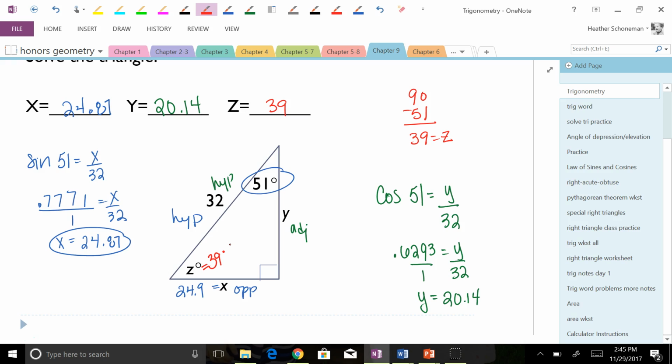Alright, now notice that I rounded to the nearest hundredth on this, and we're going to round to the nearest tenth this time. So this is going to be 0.86, which would be just 0.9. And then over here, we got 0.62. That's going to be still at 20.1 if you round to the nearest tenth. That'll work there. Okay, so you can see how we do that.